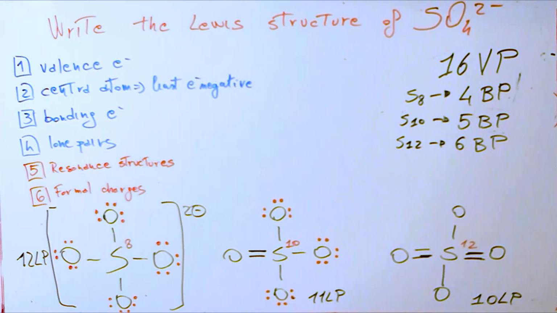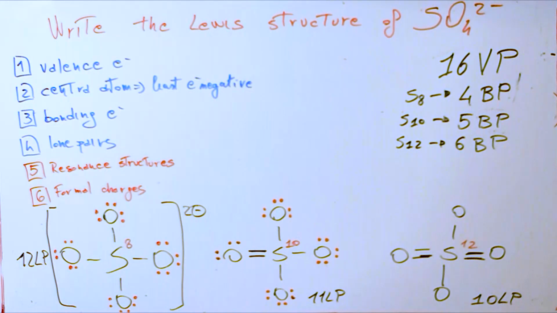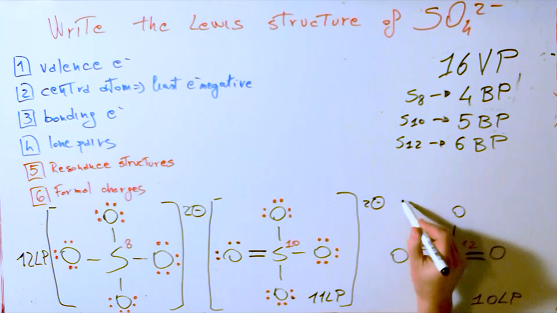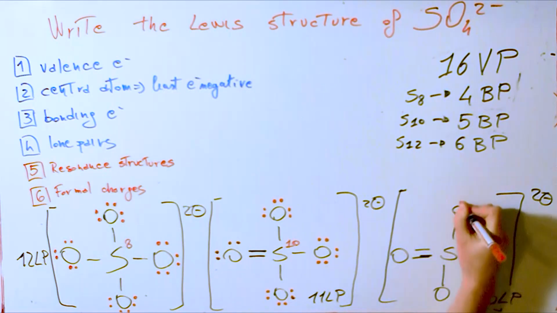So how many lone pairs have we placed? We have placed 3 times 3, which is 9. So the difference is 11 minus 9, which is 2. So we need to put 2 electrons on the last oxygen. Let's verify if this oxygen has 8 electrons. 2 plus 2 is 4, 4 plus 2 is 6, 6 plus 2 is 8. So yes, it's done also for this one. Now, if you repeat the same exercise from this one, you will end up with this situation I write now here.